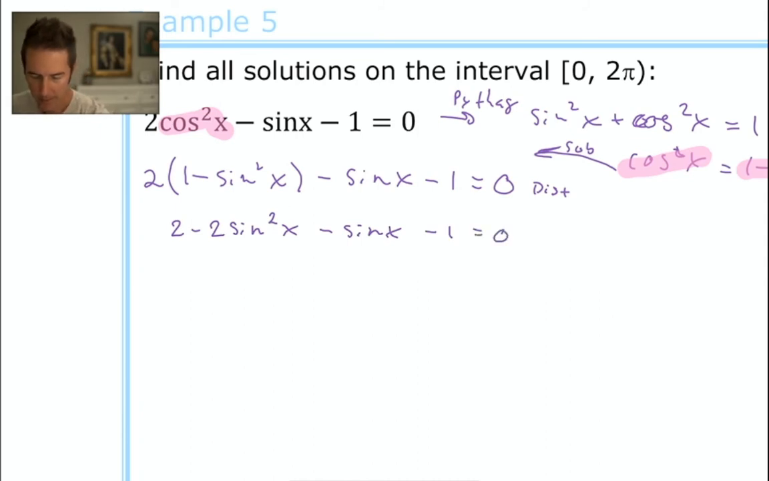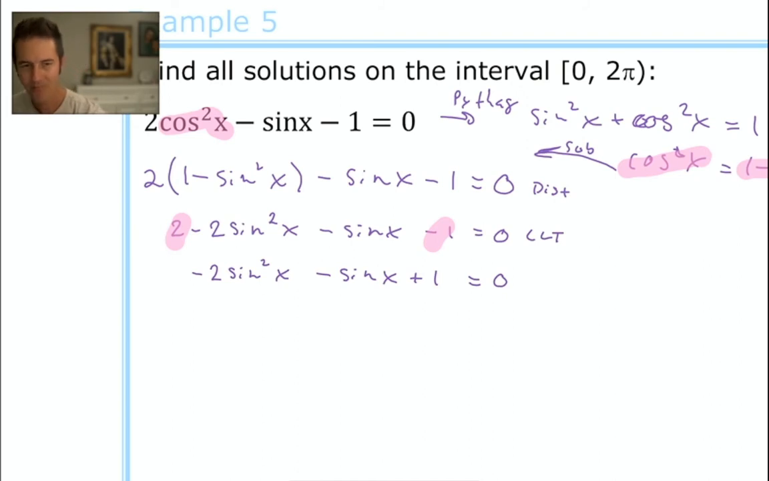Okay. Well, I see the 2 out here and the minus 1 here, so we could combine like terms. Let's do that. CLT for combine like terms. Negative 2 sine squared x, that didn't change, this doesn't change, and then a 2 minus a 1 makes a positive 1, still equal to 0. Okay.